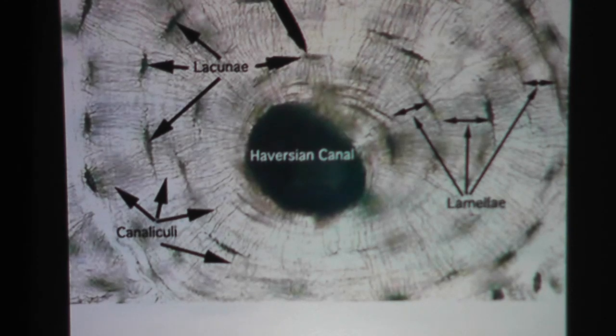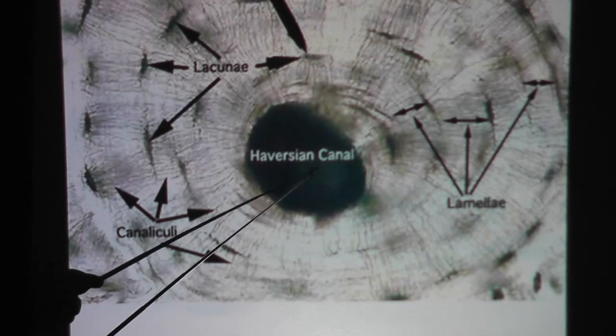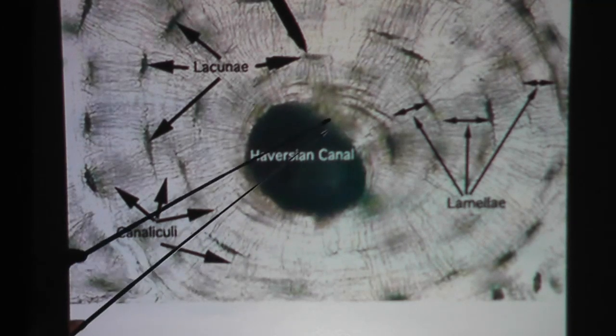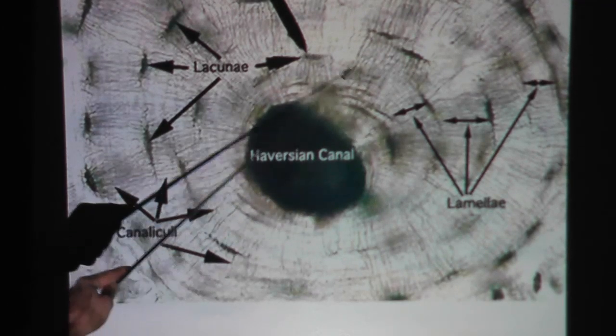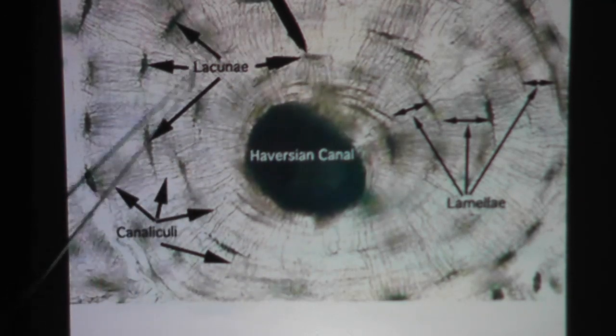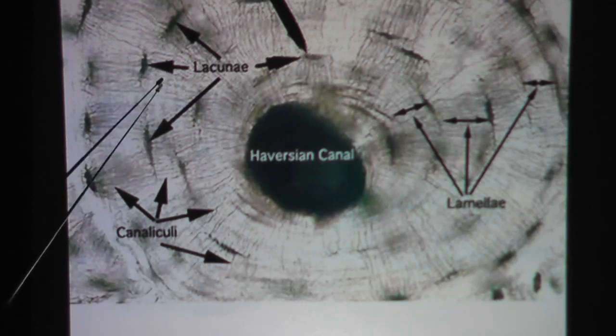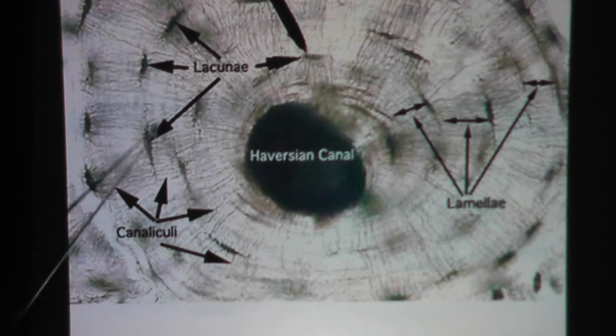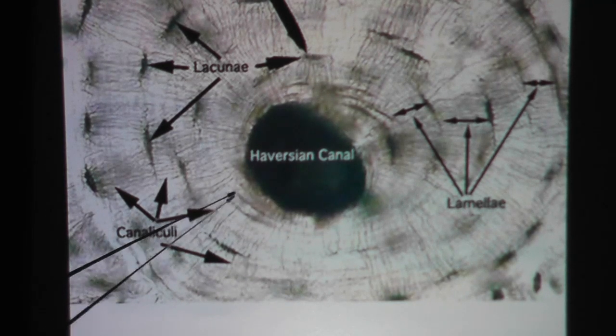Another view of just one osteon. Central canal, or Haversian canal, in the middle, and we have rings called lamella. In the rings we see lacunas that will house the osteocyte. And then radiating outward would be canaliculi, these fine little lines coming out of the central canal.